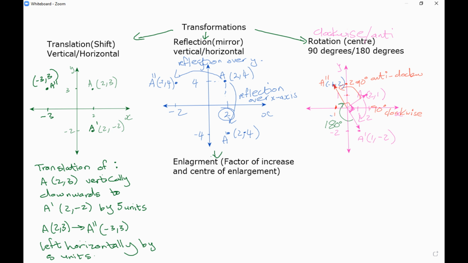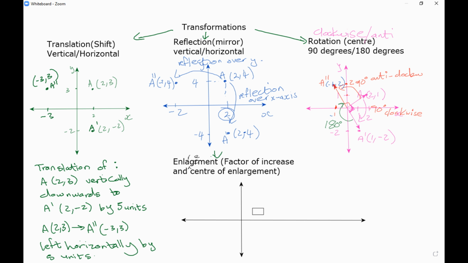All right, the next one is your enlargement. Okay, it's supposed to be R there. Enlargement: factor of increase, and center of enlargement. Let's draw up over here. What do I mean by that? Let's suppose you've got a little rectangle over here, and you want to enlarge this figure.